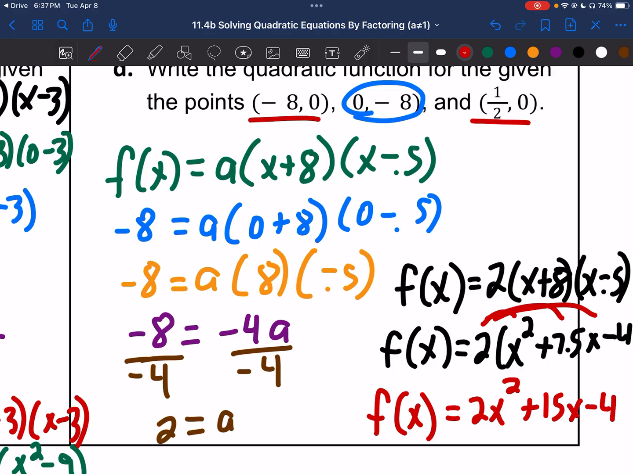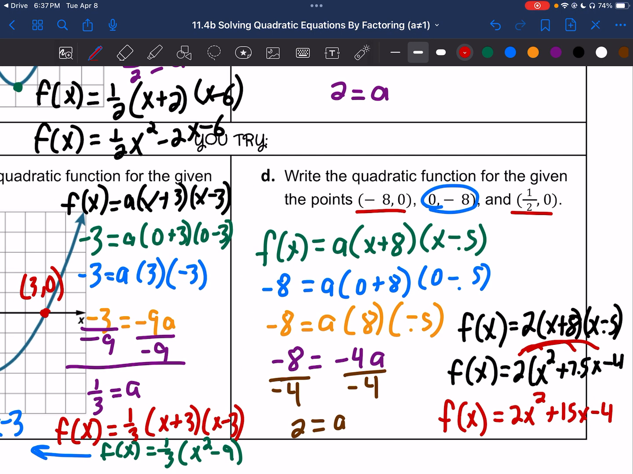All right. And if you ever want to check your work on these, you certainly can by taking 2x squared plus 15x minus 4 and factoring it. So you're looking for factors of negative 8 that add up to 15 potentially. Find what you've got and go from there.